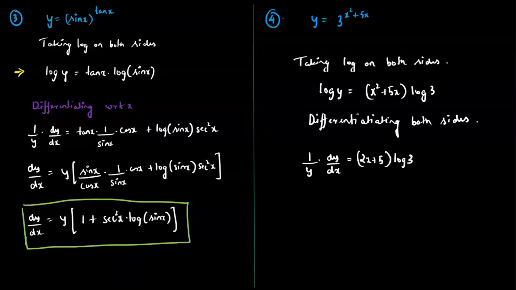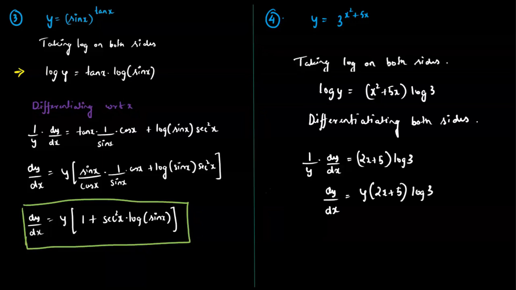Log 3 is a constant. So if you differentiate or not, it is 0. I have not taken it at all. Now we transfer y to the other side. So dy by dx is going to be... a log will not differentiate. You should differentiate, but I have not differentiated because when you differentiate log 3 and you keep x square plus 5x as it is, differential of log 3 is what?